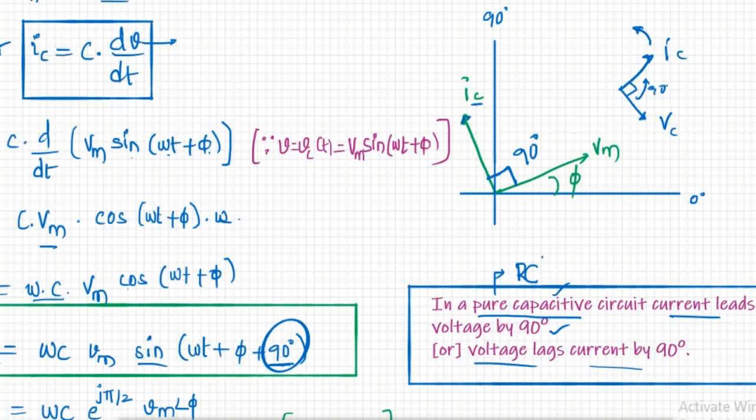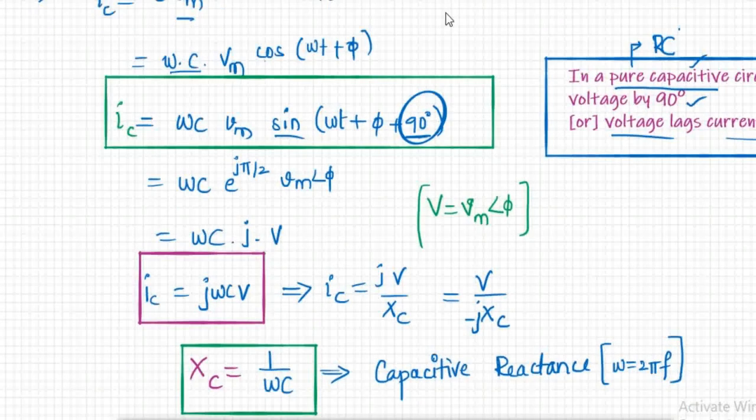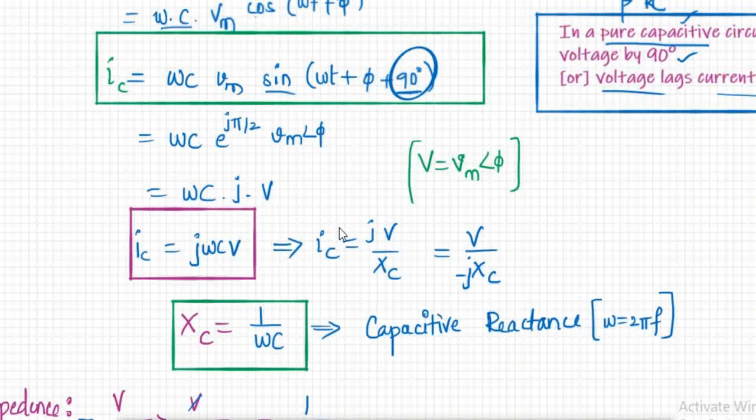Now let us proceed with the procedure, and we need to find the impedance, right? This equation for iC can be written in phasor form as omega C into e power j pi by 2. Why I am mentioning pi by 2 is that here we have 90 degrees, and 90 degrees is nothing but pi by 2.